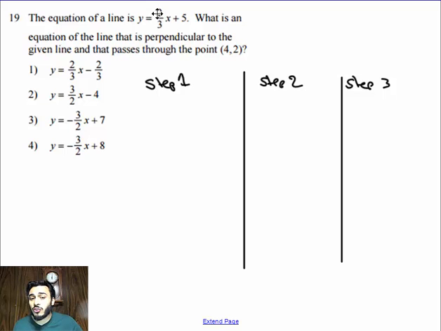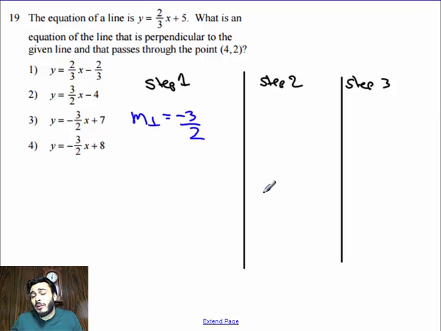We know the slope of the original line is 2/3. So that means the slope of the perpendicular line has to be the negative reciprocal of 2/3. So the slope of the perpendicular line is -3/2. That's the first step, right? Get the slope of the perpendicular line, and you can get that by taking the slope of the given line, flipping it, and changing the sign.